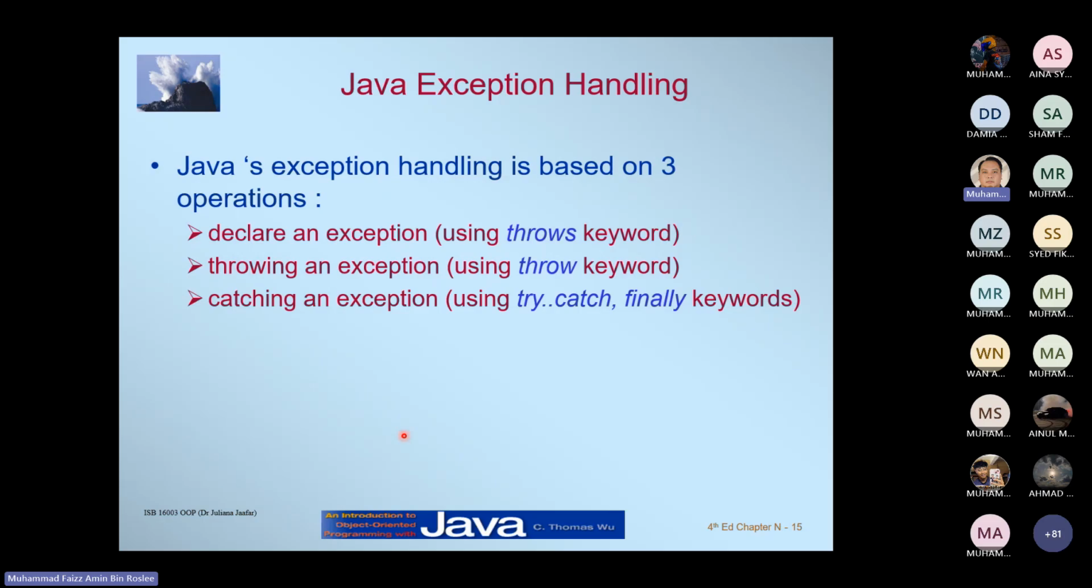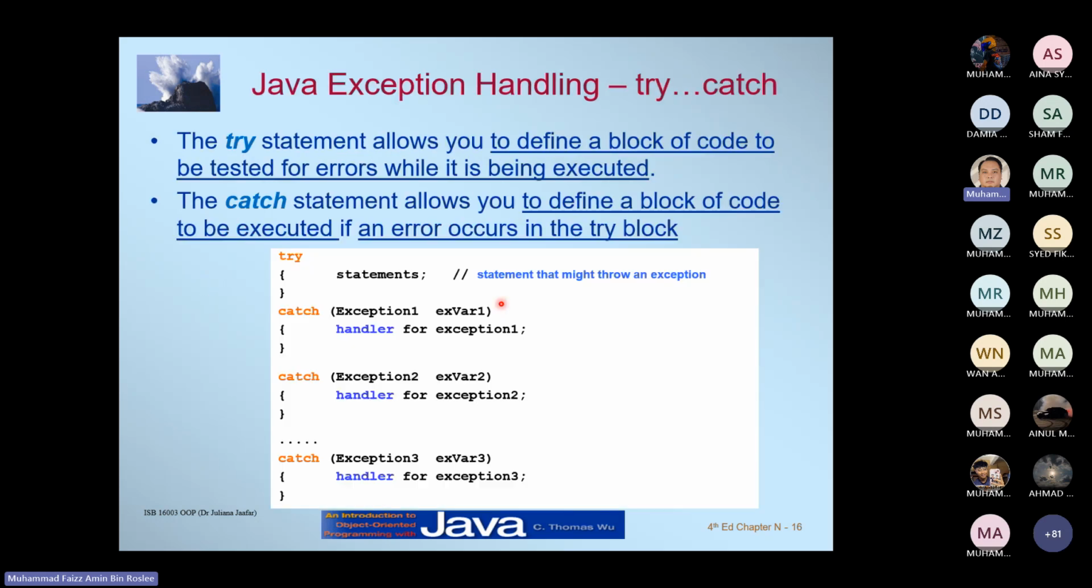So Java exception handling is based on three operations. First things first, you declare an exception using throws. Then throwing an exception using throw. Remember the keywords throws and throw. Then you catch an exception using try, and if something happens, it will go to the catch block. And then it goes to the finally block if you declare any finally block.